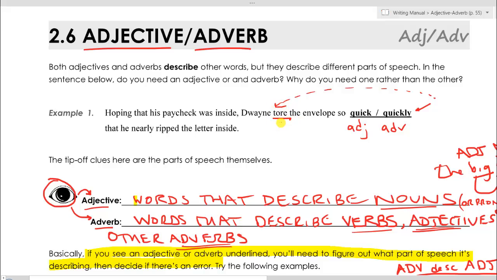How did Dwayne tear the envelope? This verb, we need to know how that verb was performed, and it was performed quickly. This is the adverb again, and adverbs modify verbs. We do need the adverb in this case, not the adjective.